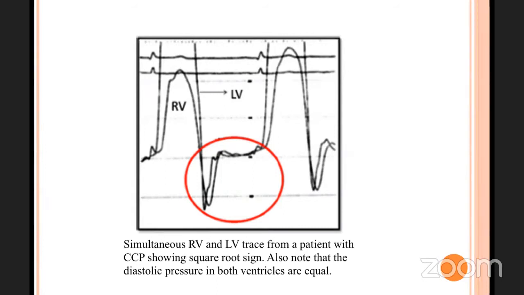This sort of thing is seen not only in the left ventricle but also in the right ventricle. And this sort of thing is a bit less likely in restrictive cardiomyopathy, but it does occur. Remember, it does occur in patients with what we call restrictive cardiomyopathy.